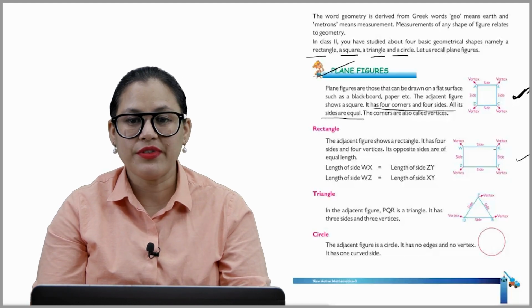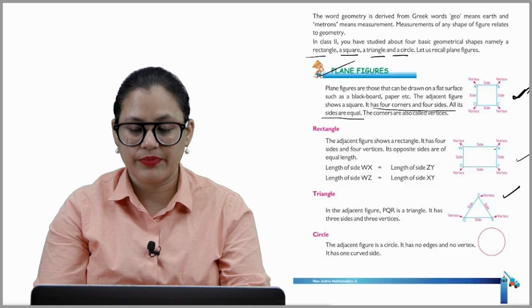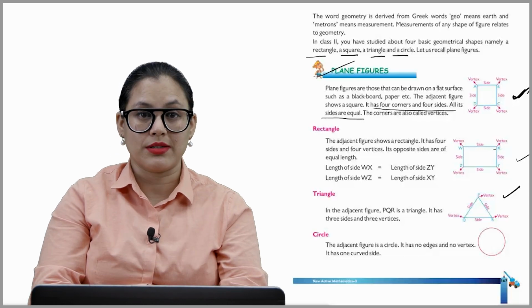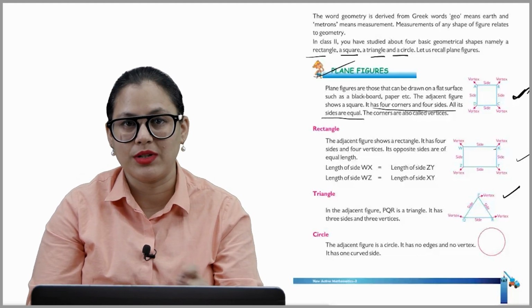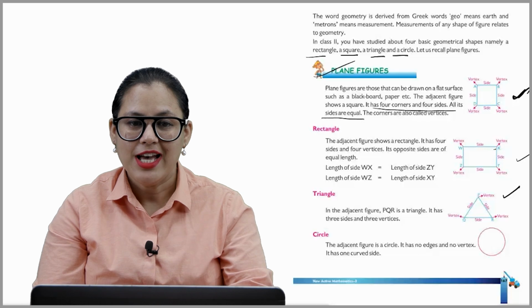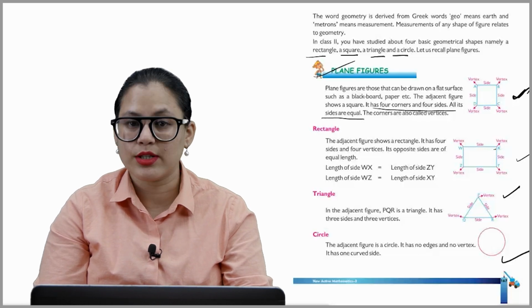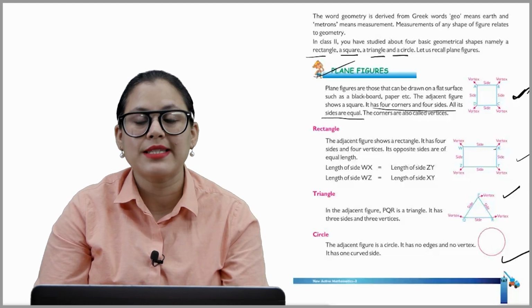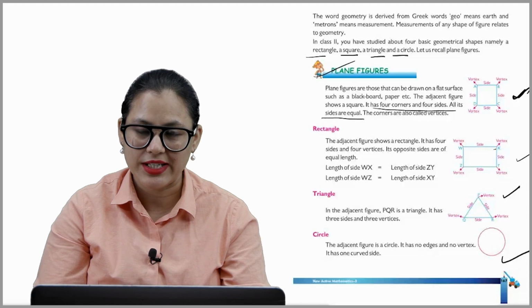Triangle. In the adjacent figure, PQR is a triangle. It has 3 sides and 3 vertices. Corners are also known as vertices. Circle. The adjacent figure is a circle. It has no edges and no vertex. It has one curved side.